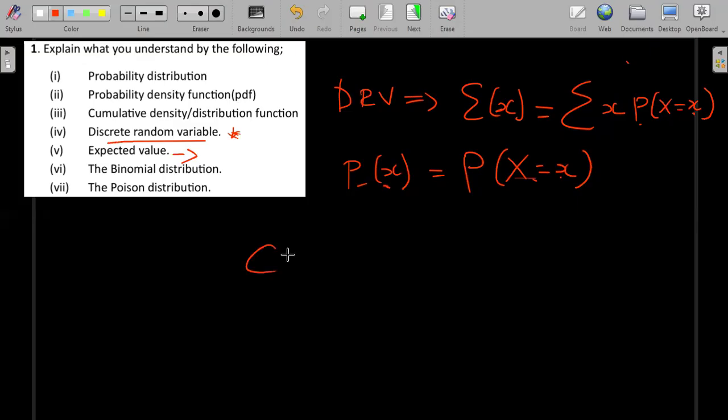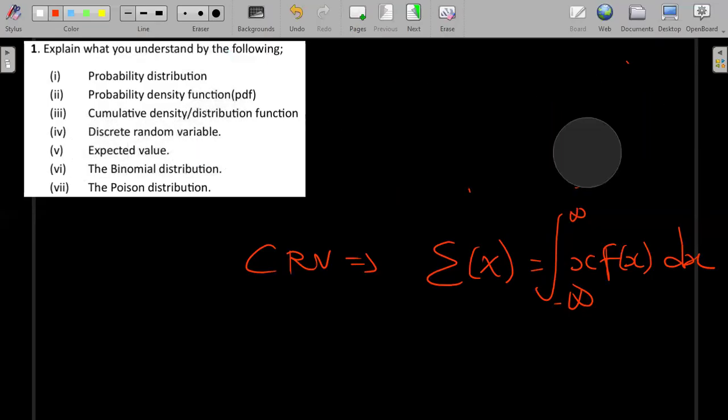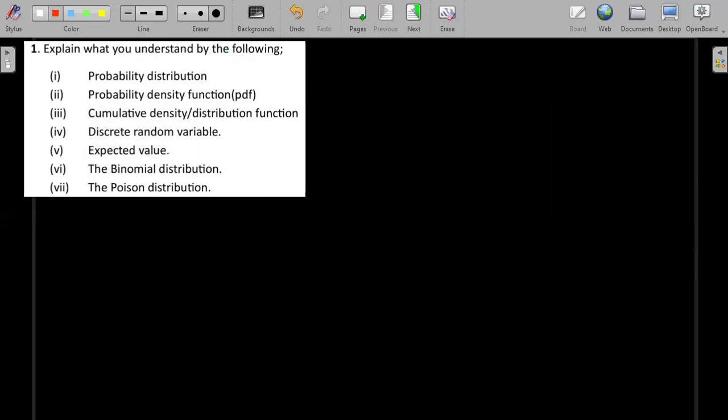If you are considering continuous random variables, the expected value of X is given as the integral from minus infinity to infinity of x multiplied by f of x dx. So this is the formula that we're going to be using under continuous. All right, let's define what a binomial distribution is.